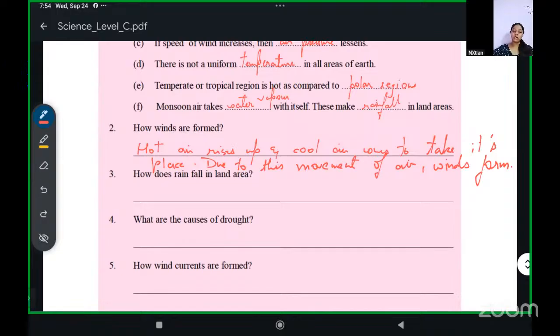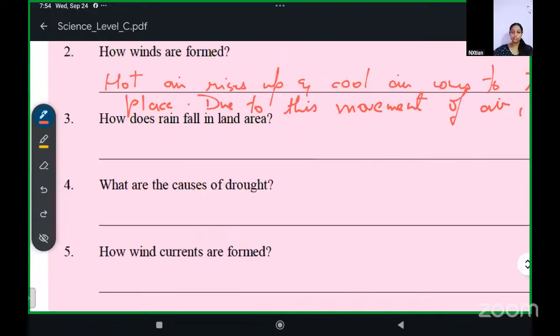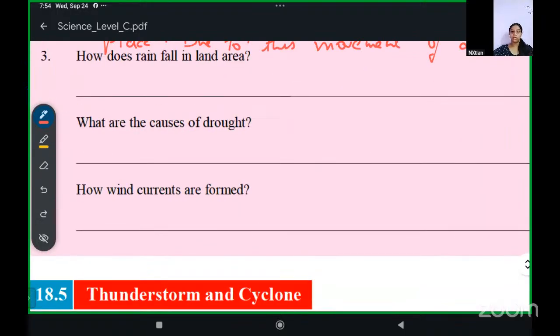Now, Ibrahim, what are the causes of drought? No rain. Yes, no rain, or less rainfall leads to reduction in water, causing drought.